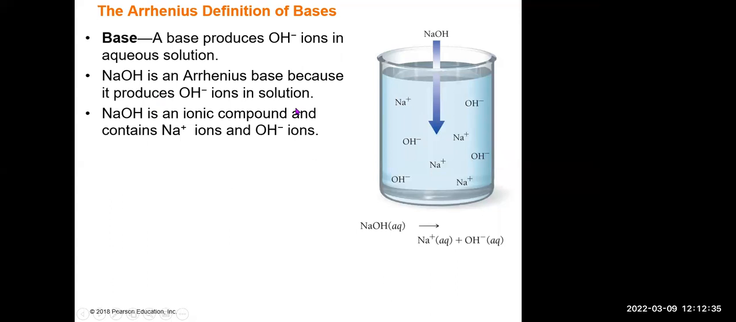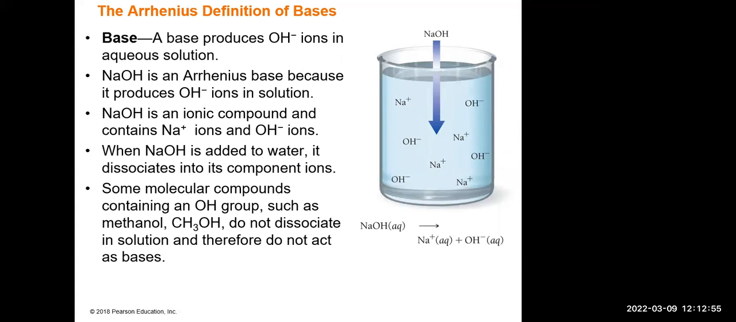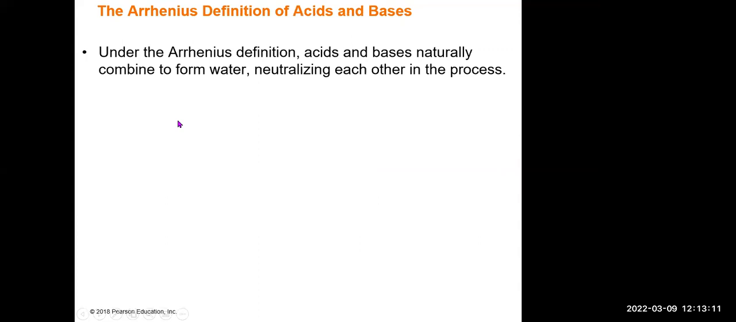NaOH is an ionic compound and contains Na plus ion and hydroxide ions. When NaOH is added to water, it dissociates into its component ions. Some molecular compounds contain an OH group, such as methanol, CH3OH, but do not dissociate in solution and therefore do not act as a base. Under the Arrhenius definition, acids and bases combine to form water, neutralizing each other in the process. So you can write a net ionic equation as H plus (aq) plus OH negative (aq) produces H2O (l).